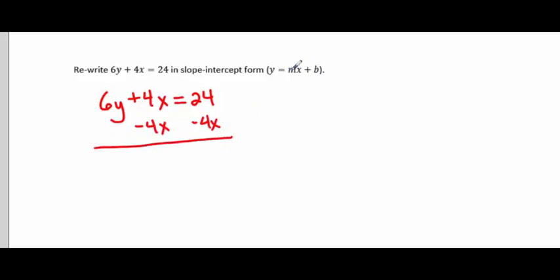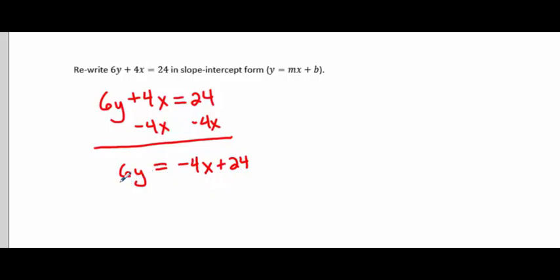Okay, looking at this example here, it says rewrite 6y plus 4x equals 24 in slope-intercept form. We know that as y equals mx plus b. All we need to do here is isolate y. And so if I rewrite this, I know first I'm going to move the 4x. It's positive, so I'm going to subtract it from both sides. All right, we like the mx written first before b, and so what I would do is write negative 4x and then plus 24. You could write 24 minus 4x if you would like to.